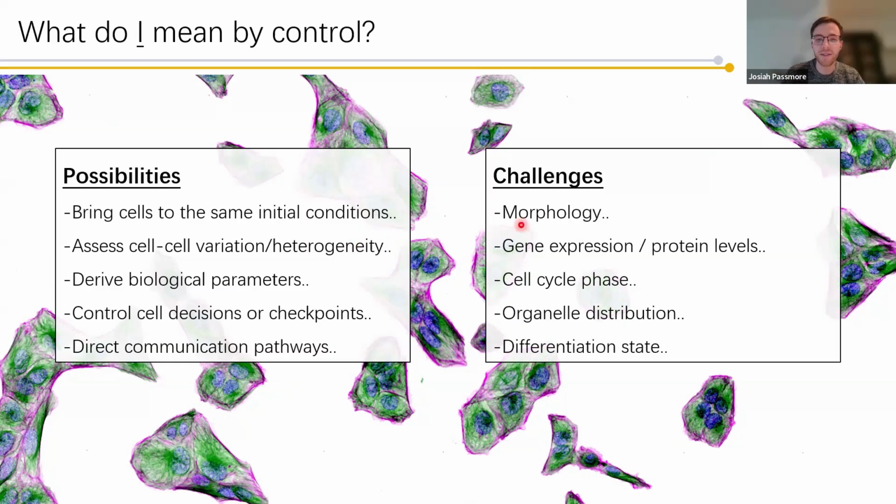But there are a lot of challenges when you try and do this kind of control, particularly in mammalian cells. Mammalian cells have a lot of differences in morphology or gene expression, protein levels at different time points. They can vary in phases of the cell cycle. They have different organelle distributions or different states of differentiation and so on. And what I want to talk about today is how we can overcome these different challenges and try and extract some of these exciting possibilities.